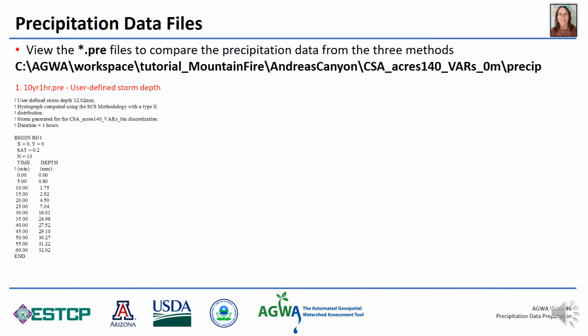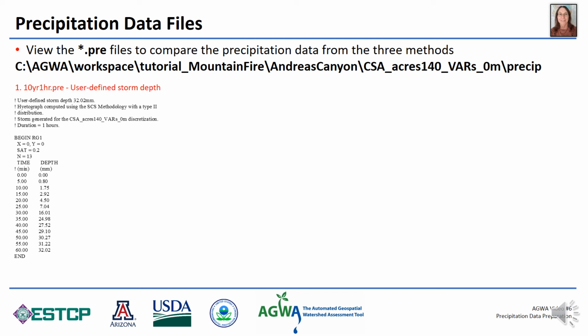Now look at the precipitation files we just created from these 3 methods. These files are located in your workspace folder under the tutorial_mountain fire Andreas Canyon folder, in the discretization folder, and then in the precip folder. First, we'll look at the 10-year 1-hour.pre file for the user-defined storm depth.